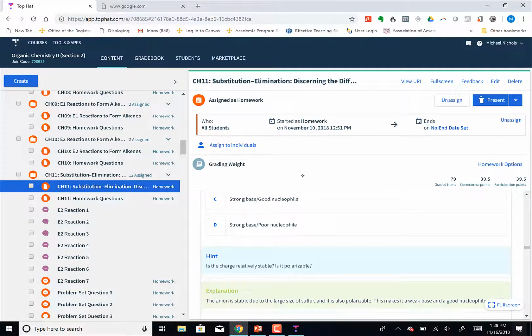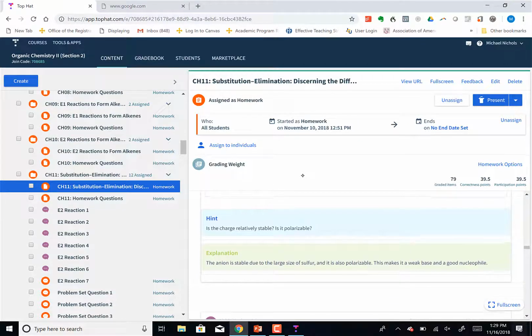Is the charge relatively stable? Is it polarizable? Well, that's not a very good hint. Yeah. Is it polarizable? Yes. And that feeds into what part of the answer? Nucleophilicity. Is the charge relatively stable? Okay, the anion is stable due to the large size of sulfur, and it is also polarizable. This makes it a weak base and a good nucleophile.